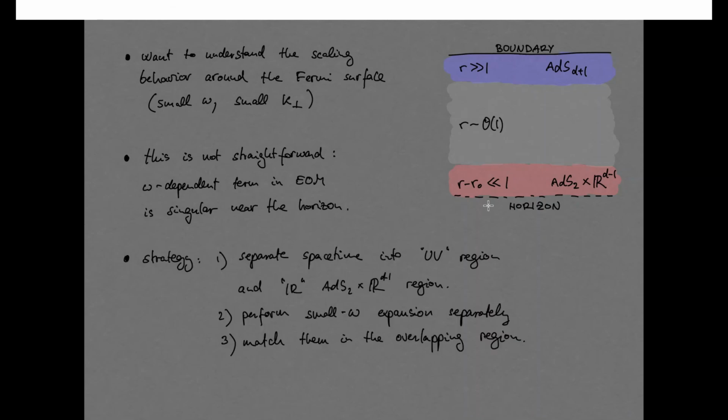So here's the strategy that we are going to follow. We separate the space-time into a UV region, which is basically these blue and gray regions here, and the IR region, which is the AdS2 times R^(d minus 1) factor. We're going to perform the small frequency expansion separately in the UV region and in the IR region. And here in this overlapping region, we are going to match the two solutions. This is how we are going to build the Green's function. This is an example of the method of matched asymptotic expansions. I'm not going to explain this in detail. Instead, I'm now going to show you an example of how this method works.